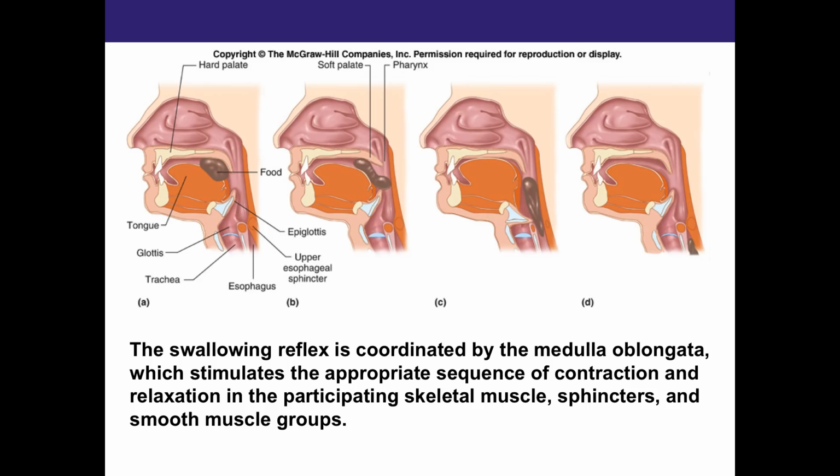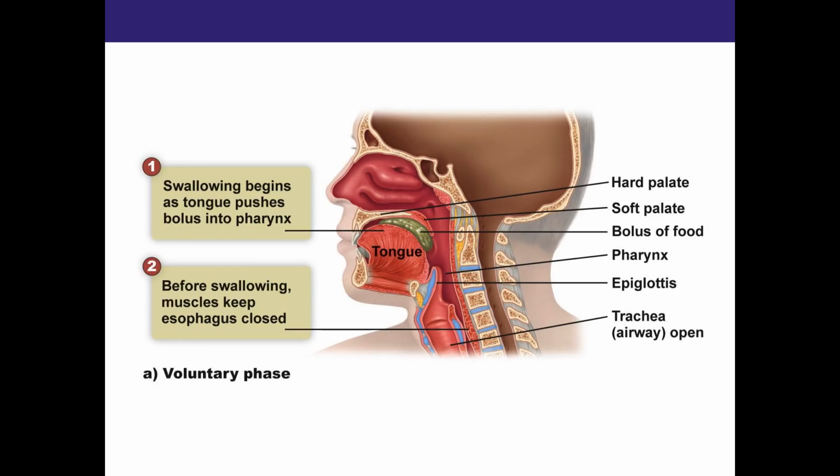So, interesting. All right, so let's talk about the swallowing reflex. It's all coordinated by the medulla oblongata, which stimulates contraction and relaxation of skeletal muscle, sphincters, and smooth muscle groups. Just remember there are two different phases: a voluntary phase and an involuntary phase. The voluntary phase is this: you push the food with your tongue to the back of your throat into the pharynx.